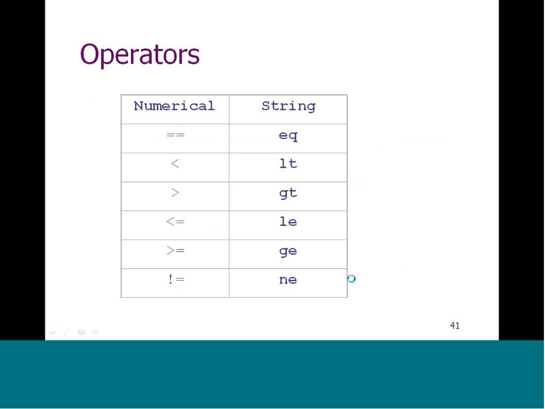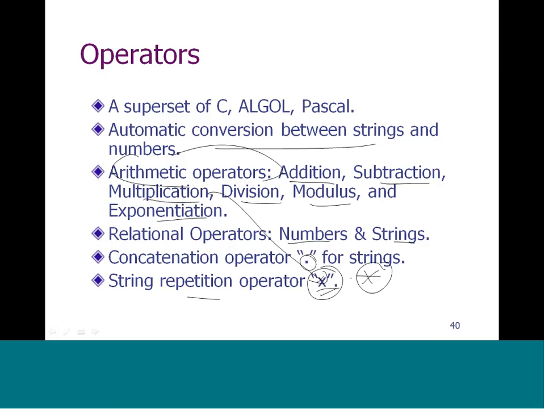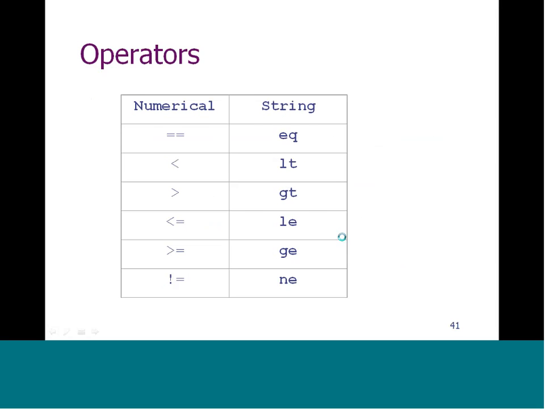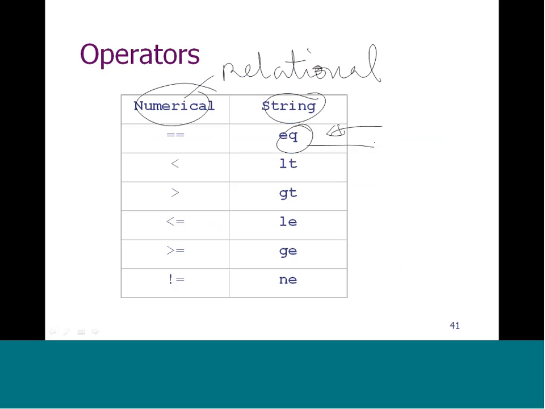This is the table that we saw a couple of classes ago. I want to reiterate once again. In the relational operations, we have one set for numbers and one set for strings. This is the number relational, and this is the string relational. Equal to is straightforward. EQ compares whether two strings are equal, and this one checks whether two numbers are equal.